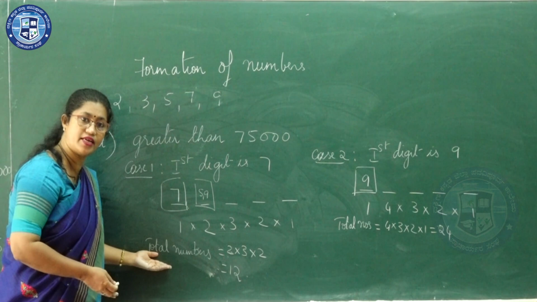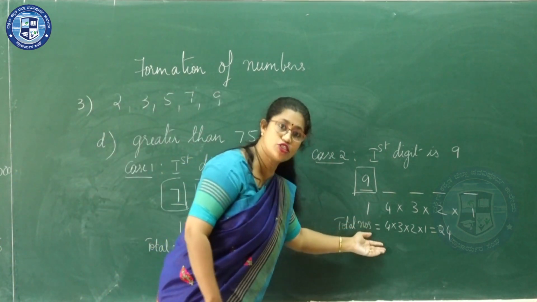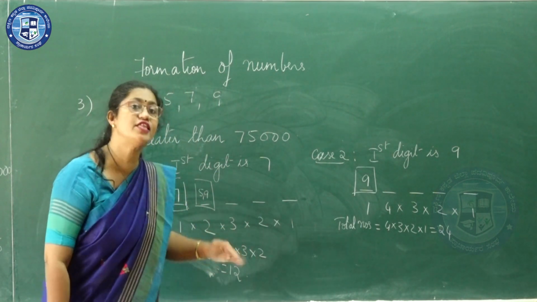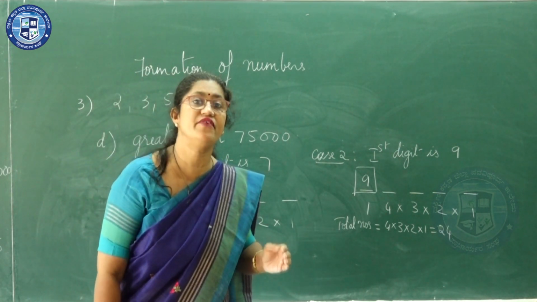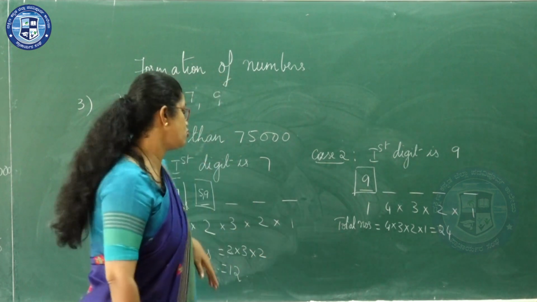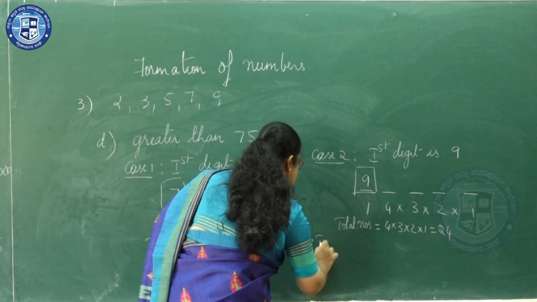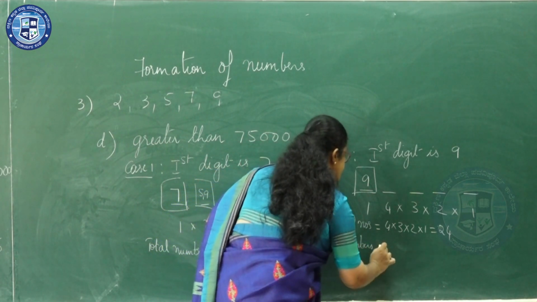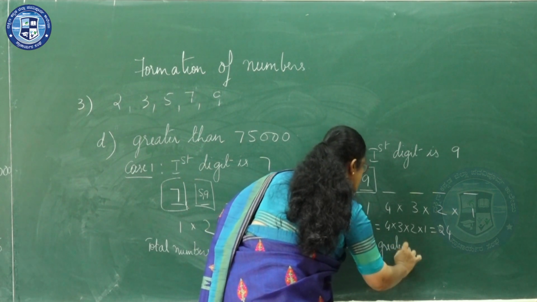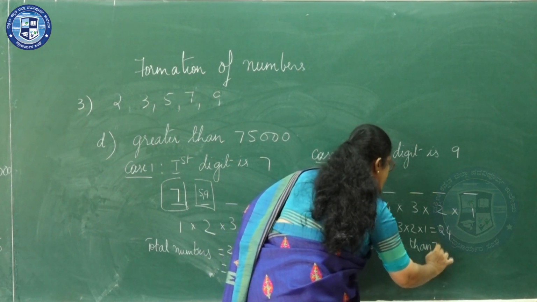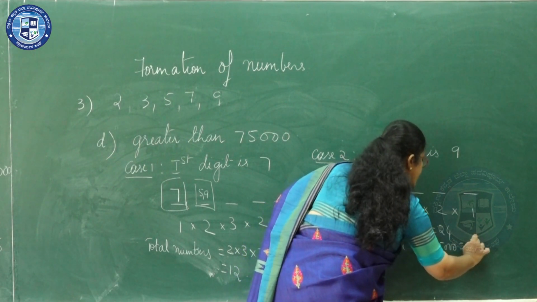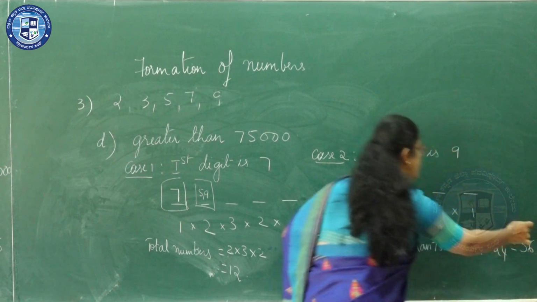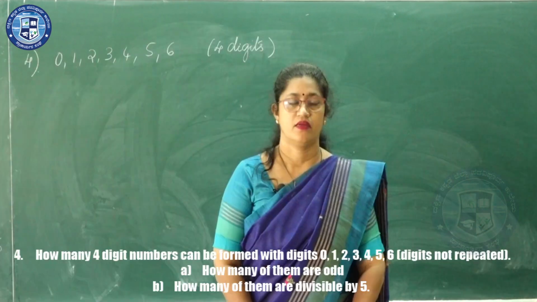Now I am interested in the total numbers which are greater than 75,000. These also are greater than 75,000. These also are greater than 75,000. Either the first case or the second case, whenever it is or, you have to add. So total numbers greater than 75,000 will be 12 plus 24, which is equal to 36.